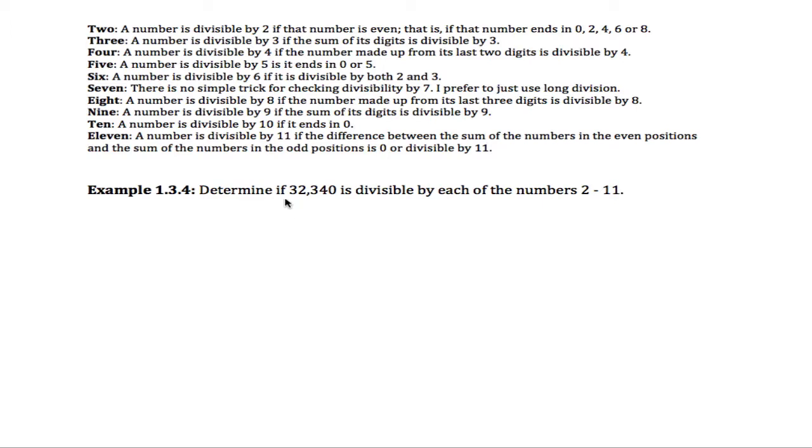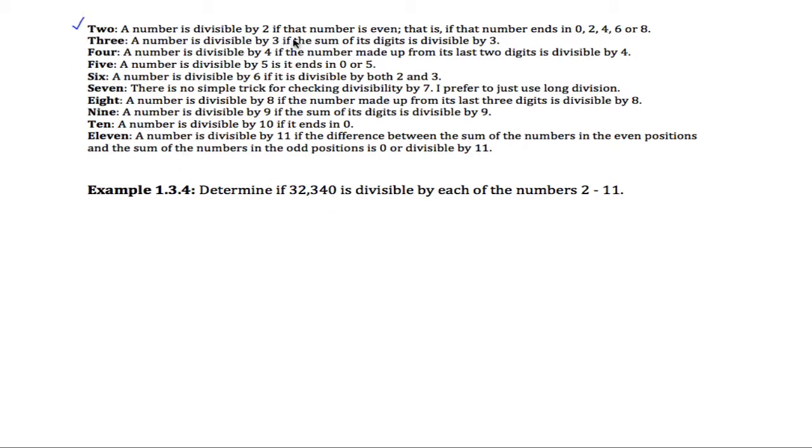We are trying to determine if 32,340 is divisible by each of the numbers from 2 through 11. And the way we'll do that is by using our divisibility tricks. So first we'll figure out if it's divisible by 2. A number is divisible by 2 if that number is even. This number is even, it ends in a 0, so it is divisible by 2.